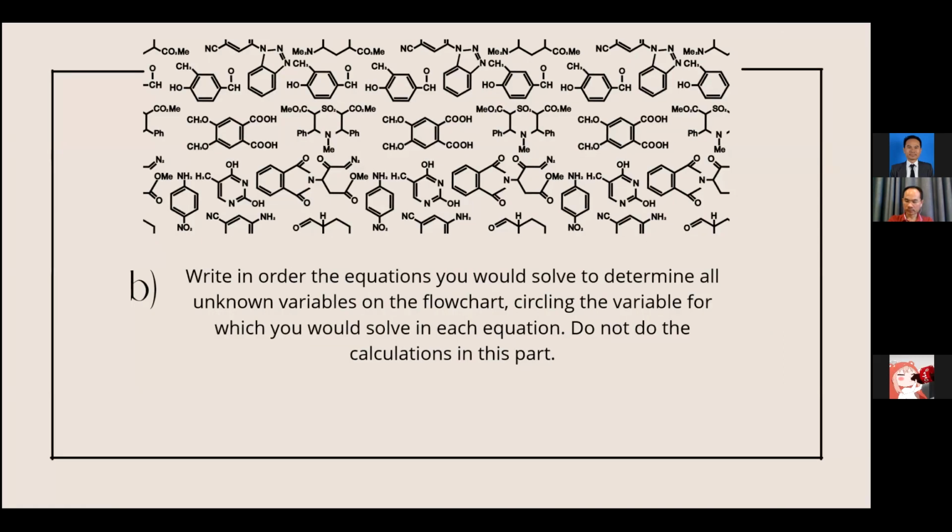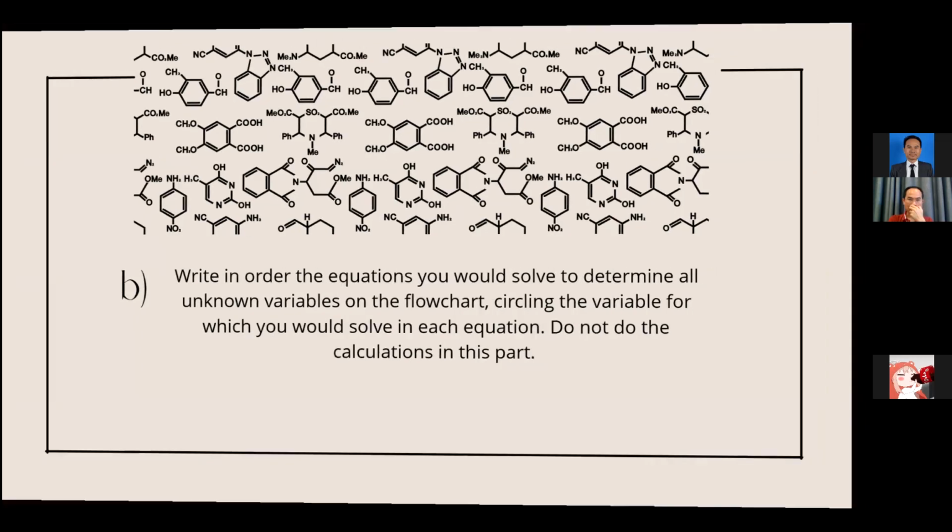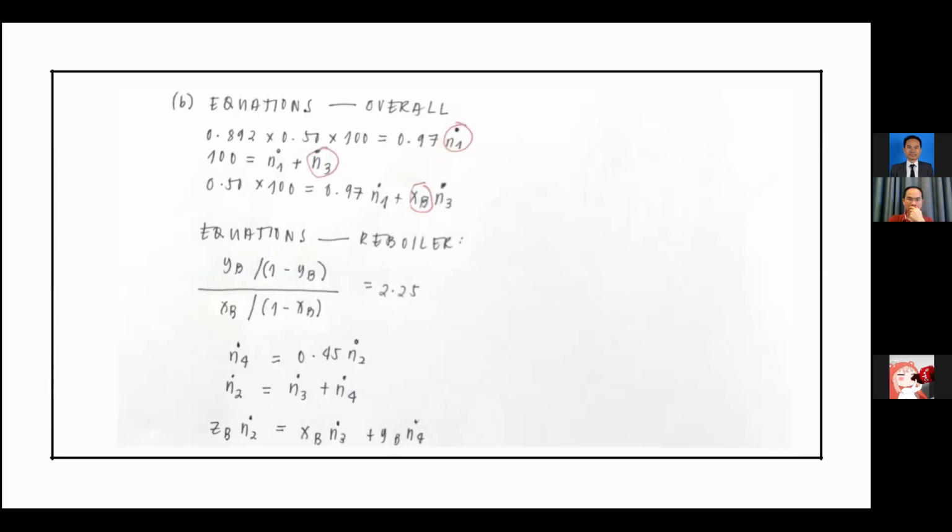Next, write in order the equations you would solve to determine all unknown variables on the flowchart, circling the variable for which you would solve in each equation. Do not do the calculations in this part. So here are the equations that I have set. For the 89.2% recovery of benzene, we have this first equation. This is the percentage. Then the 0.50, since they have a half mole fraction for benzene and toluene, times 100 is equal to 0.97.